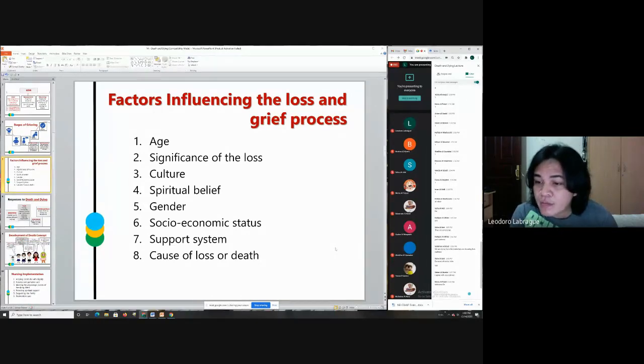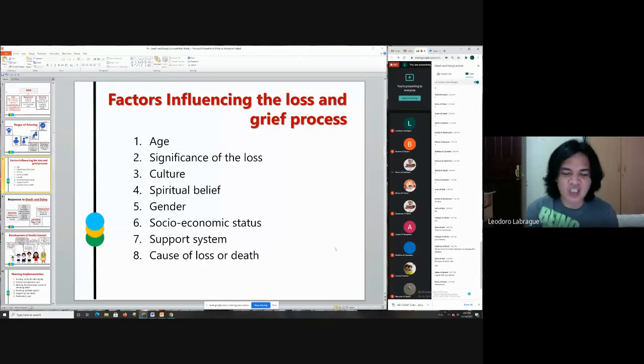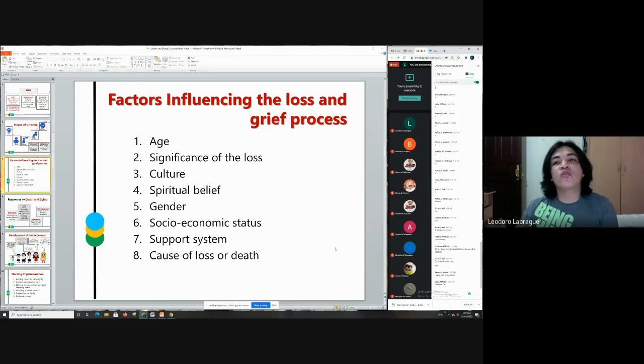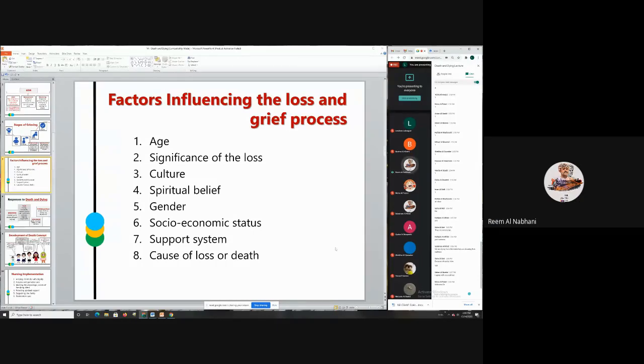Next. What else? Age. Very good. How does age affect death and dying? Do you observe some differences in how a child reacts to loss and death as compared to elderly people? Yes, elderly people may accept it in a short time, and they may not go through all these stages, while the younger person may have depression and may take a long time to heal and accept the loss.